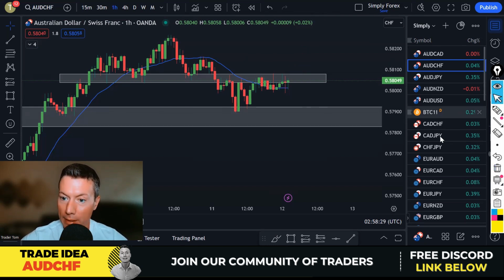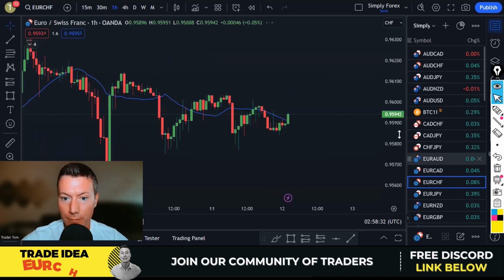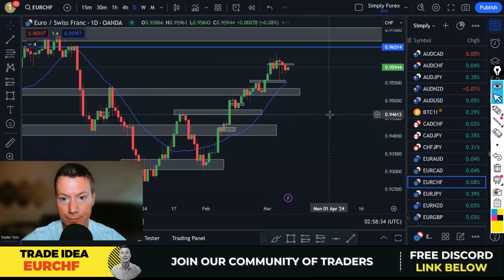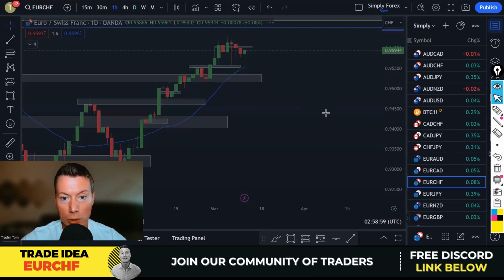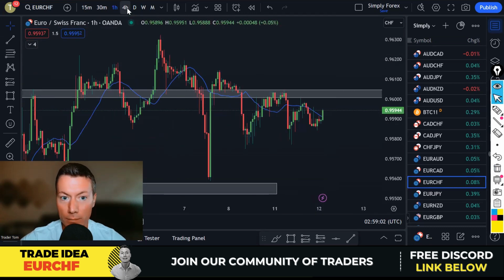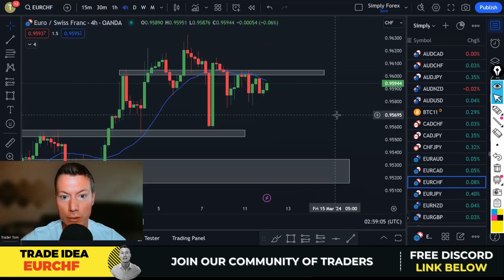I also like Euro Swiss franc. Okay, so if we look at the day chart, again, we're in an uptrend. Price has retraced. We've had some nice bullish wicks here. And then all I'm looking to do is follow this trend, these wicks, back up to this level here. And again, if we drop down to the H1, I'm just looking for structure breaks. I mean, or H4. This would be a H4 structure break as well, just this level through here.